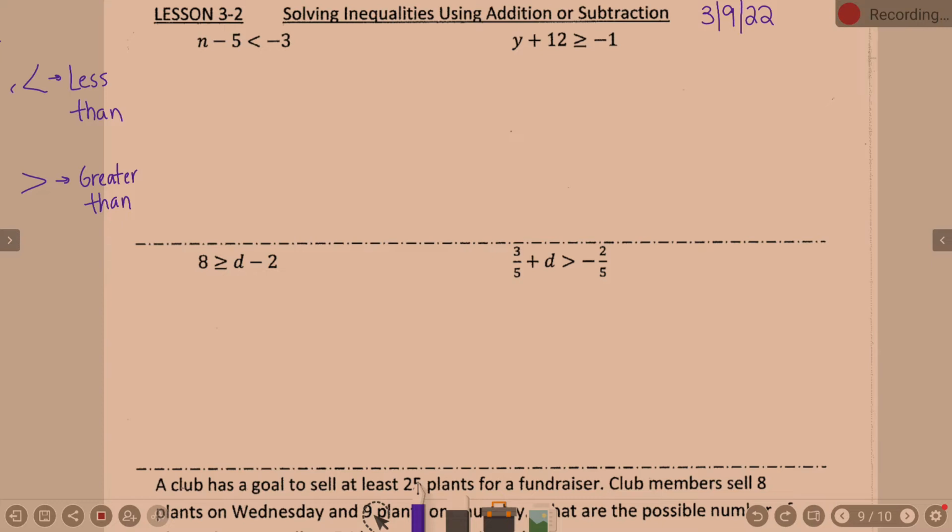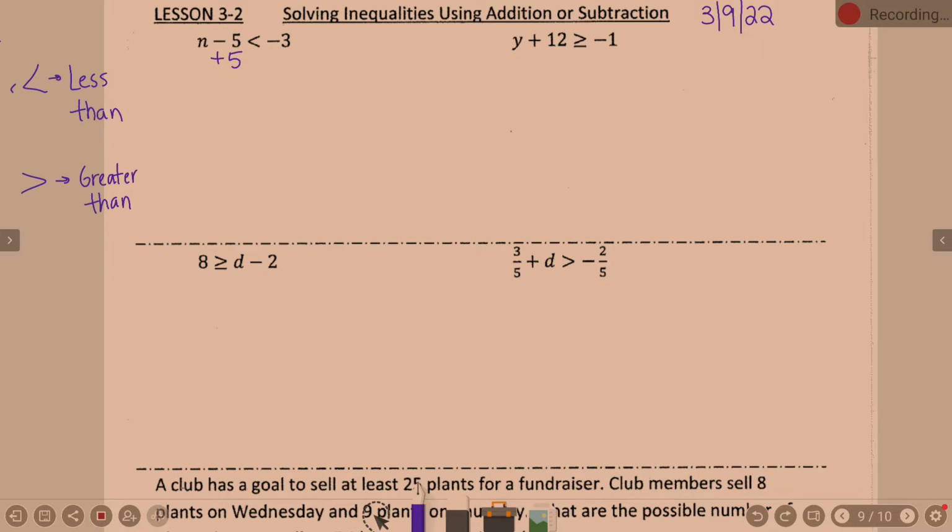Okay, guys, let's get back to the focus here. So, we're trying to solve this inequality. Now, let me ask you, if this instead said n minus 5 equals negative 3, do you know how to solve that? If it's n minus 5, you add 5. Exact same thing up here. If it's n minus 5, I'm going to add 5.